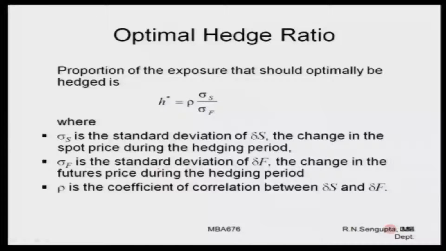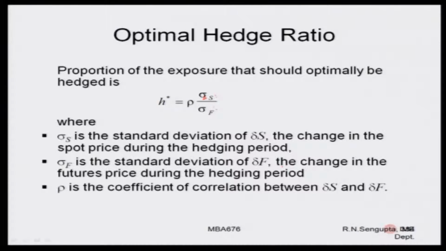Once you find it, the optimum hedge ratio comes out to be a ratio where the numerator is the standard deviation of the rate of change of S divided by the standard deviation of the rate of change of F, multiplied by the correlation coefficient existing between delta S and delta F. As mentioned, sigma S is the standard deviation of delta S, the change in the spot price during the hedge period, and sigma F is the standard deviation of delta F, which is the change in the futures price or the forward price, whatever it is, during the hedging period.